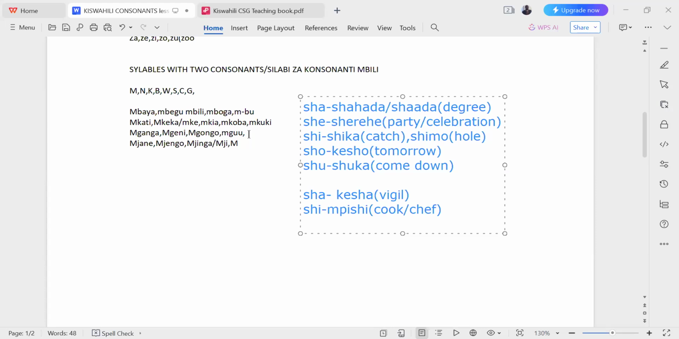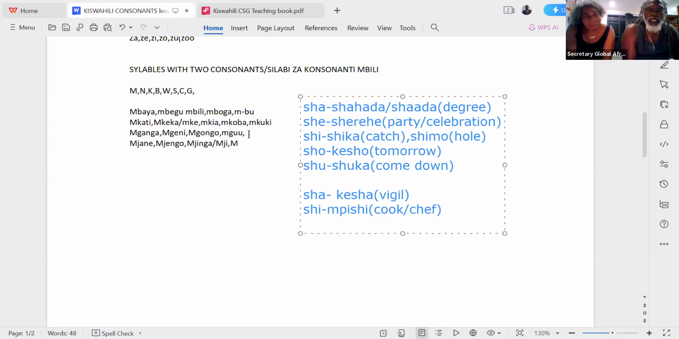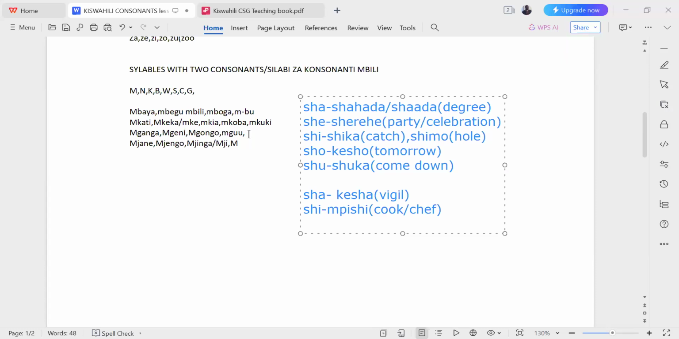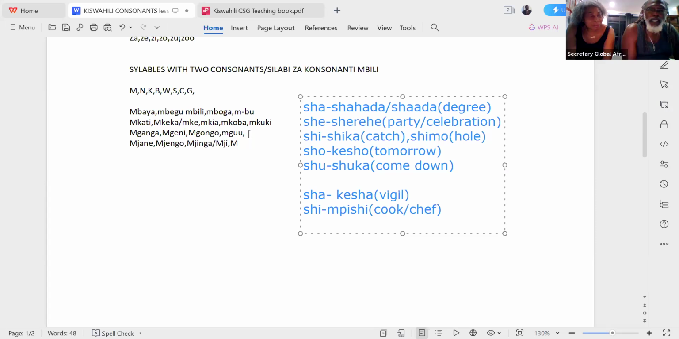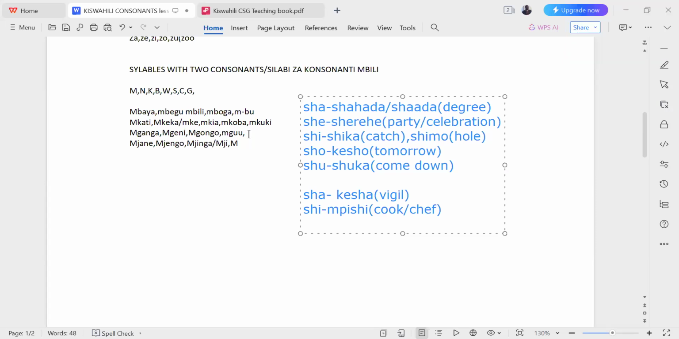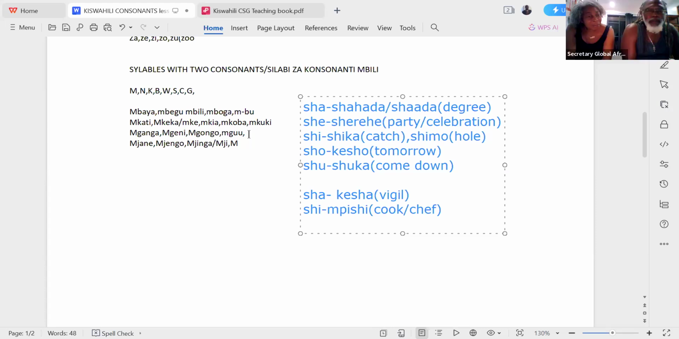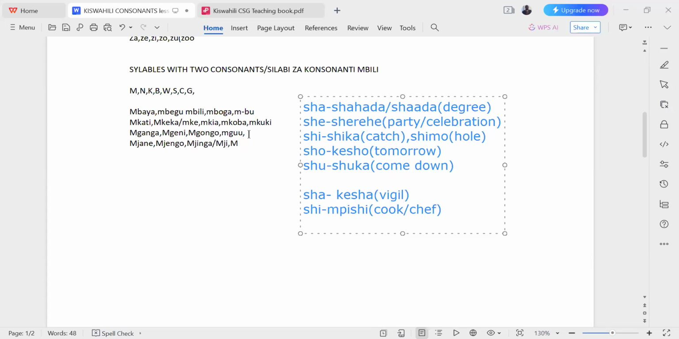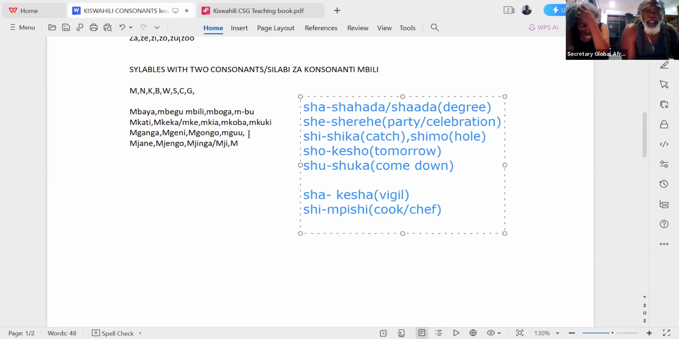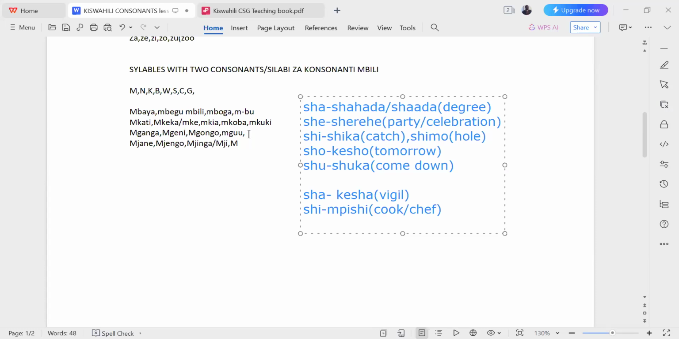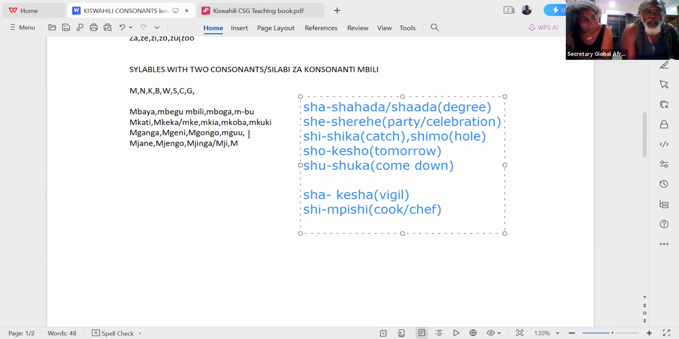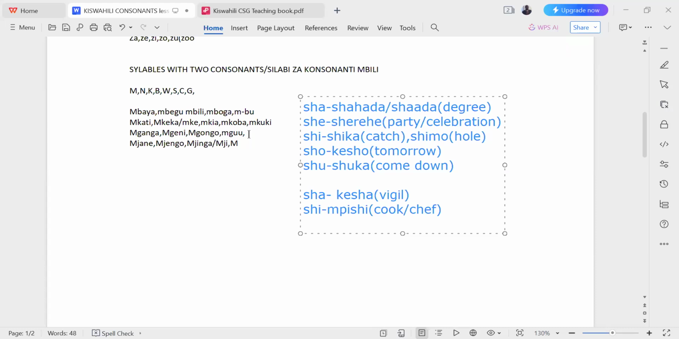Shahada, sherehe. Not shika. No, brother. There's no re. Shika. Brother Glenroy, there's no re. You are trying to make the A sound like E. It's sherehe, as they are, not sherihi. Shika. Kesho. Shuka. Kesha. Mpishi.